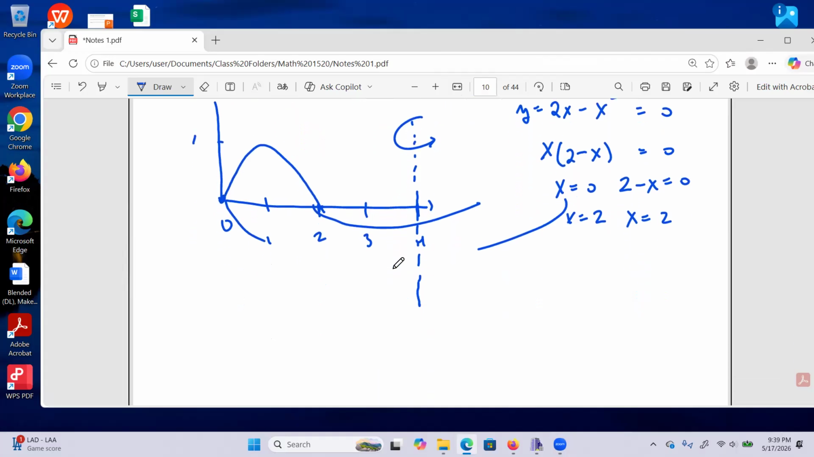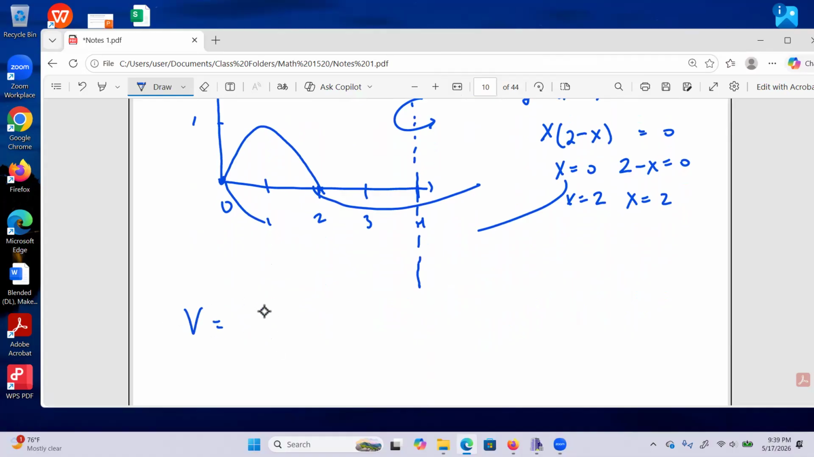So to figure out this volume, V equals 2 pi integral. The x values, the function goes from 0 to 2. Now what we have to get is our radius, and our radius is going to be 4 minus x, times my height, which is 2x minus x squared, dx.